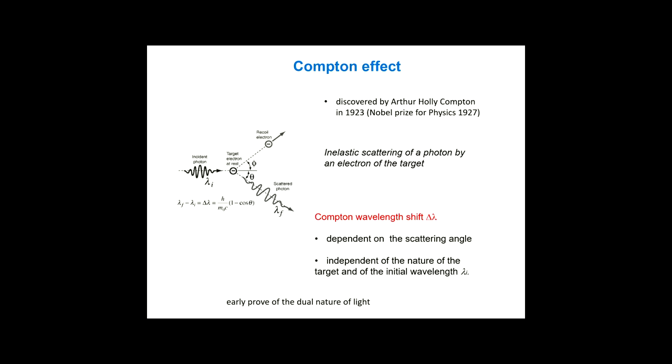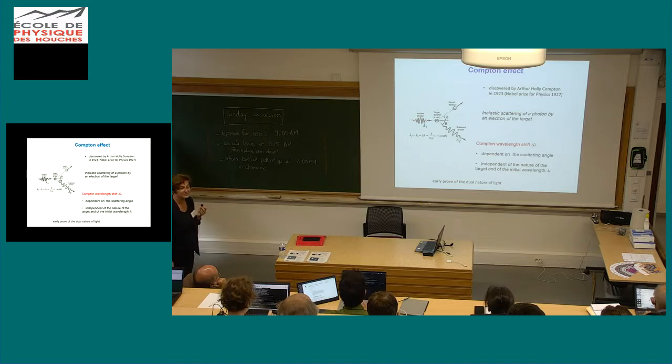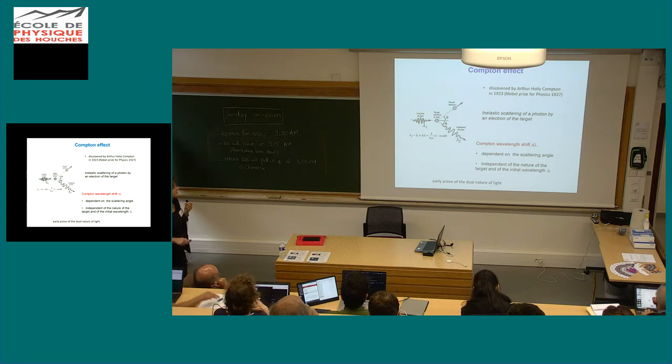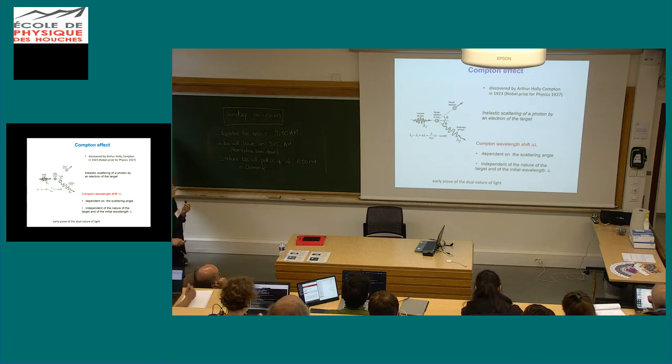I will start with something that everybody knows about. It's a well-known effect, this Compton effect, discovered in the 1920s, Nobel Prize for that, as an inelastic scattering of the photon by an electron of the target. You know it, but from the formula derived to describe this effect, you do not see any influence of the target. This formula depends only on the scattering angle, and it is independent of the nature of the target. So even if it's considered to be an early proof of the dual nature of light, this is not all that can be obtained by Compton scattering.